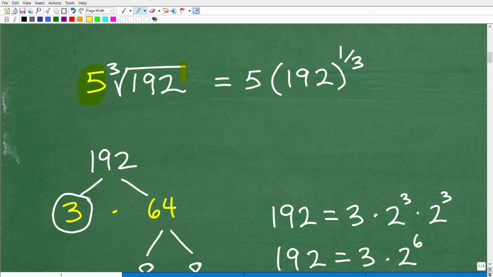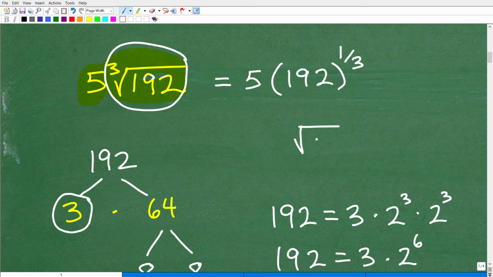So we have 5 times the cube root of 192. The main key to understanding this problem is the following. When you have the square root of a number, like the square root of 10, because there's a little 2 up there, you can write that as 10 to the 1/2 power. So this little number becomes a denominator. So the square root is 1/2, this 2 is the denominator. So the cube root of 192 is actually equal to 192 to the 1/3 power, because this little 3 acts as our denominator.